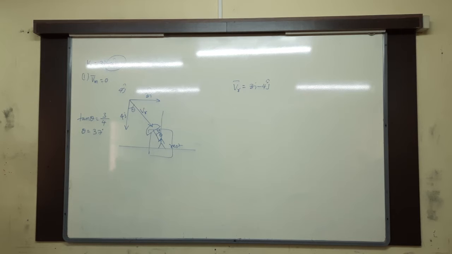Very good. Minus 3 by 4, nothing but you can take it as the clockwise direction, that's it. In this direction rain is falling.